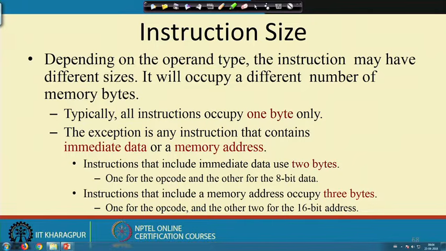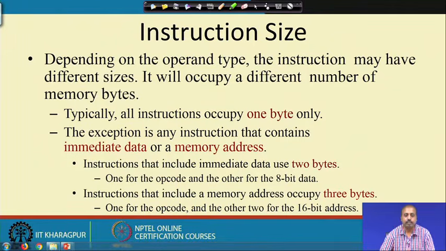The other important factor when we are considering programs stored in the memory in case of a microprocessor based system is the instruction size, that is how many bytes an instruction occupies when it is put into the memory. That will determine the overall size of the program. Depending upon the operand type, the instruction may have different sizes. Now, it will occupy different number of memory bytes.